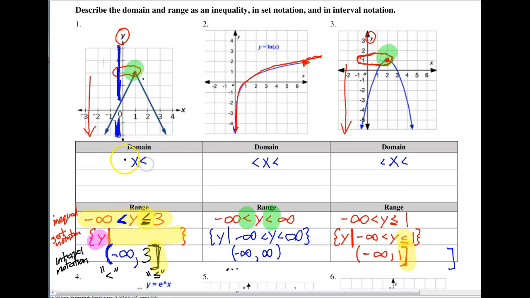How would you describe each of these graphs? Do any of them ever stop if you keep going left or keep going right? So will this graph ever stop at some point if you go left? Will it ever stop if you keep going right? No. So what does that mean? Negative infinity to positive infinity. It never stops if you go left or right at all.